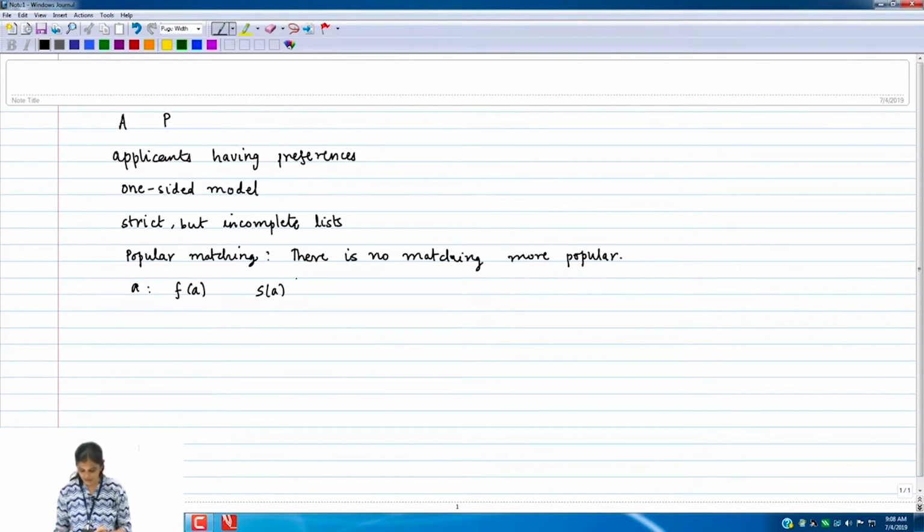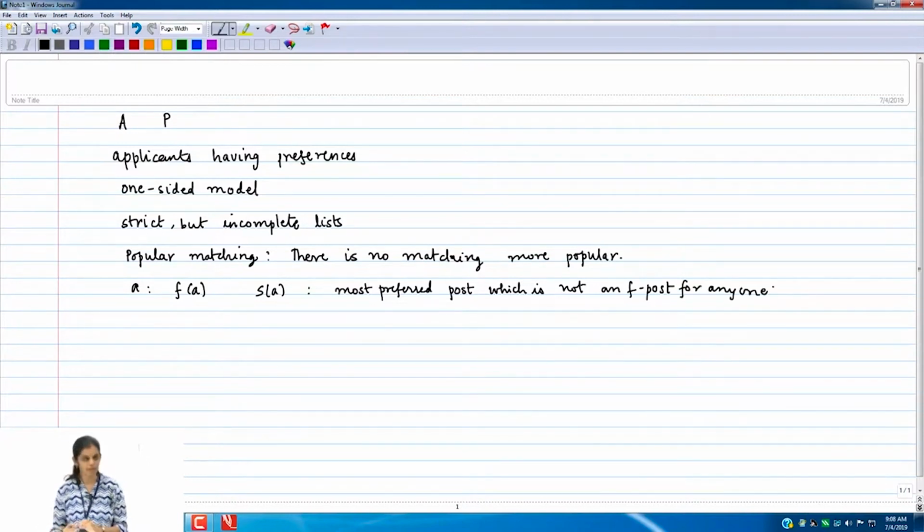So we'll recall that it is the most preferred post which is not an F post for anyone. So recall that we said we will look at the preference list and delete all posts which form an F post for anybody else. Your own F post will not get deleted because it's your own F post, but from your second choice and onwards, you will delete posts which are not your F post but possibly somebody else's. Whatever remains after that as the most preferred choice is called your S post, right?